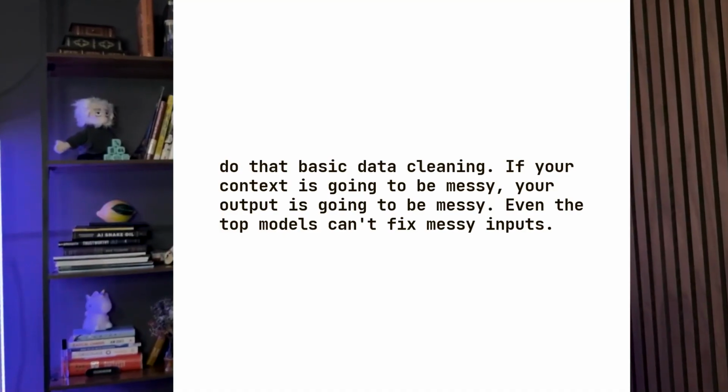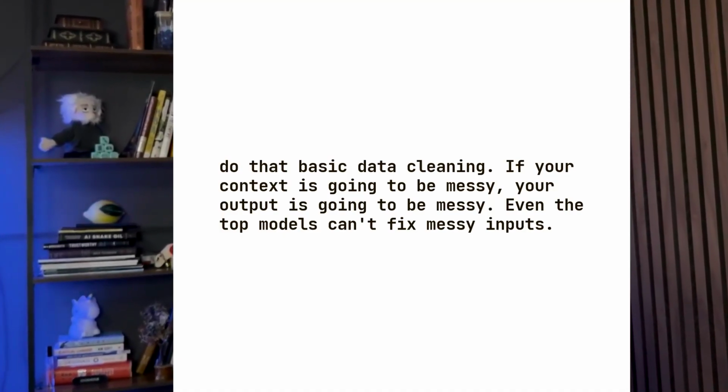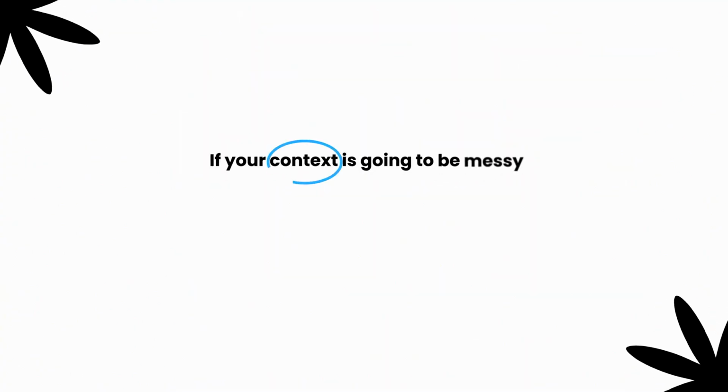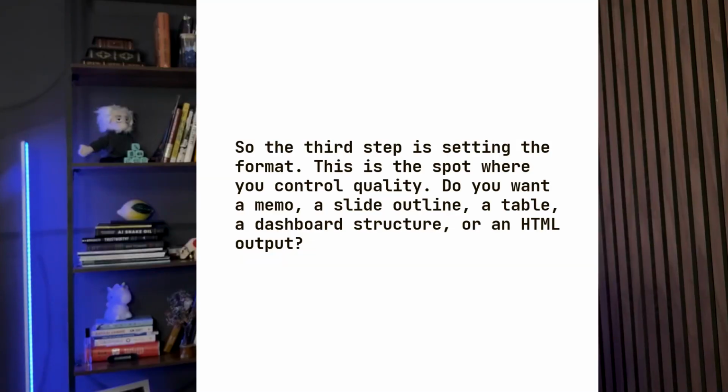Do that basic data cleaning. If your context is going to be messy, your output is going to be messy. Even the top models can't fix messy inputs. So the third step is setting the format. This is the spot where you control quality.